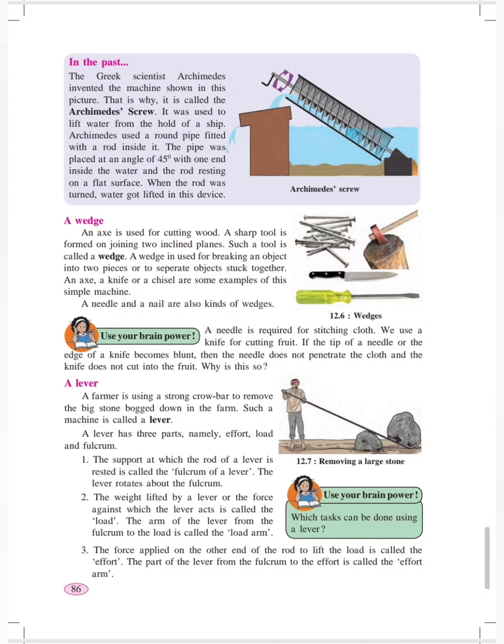He is holding the crowbar in his hand, that part is the effort. The heavy object which is to be removed is the load, so that is the bigger stone. And the stone with the help of which he is removing it is the small stone. The small stone is placed under the crowbar, that is the fulcrum.